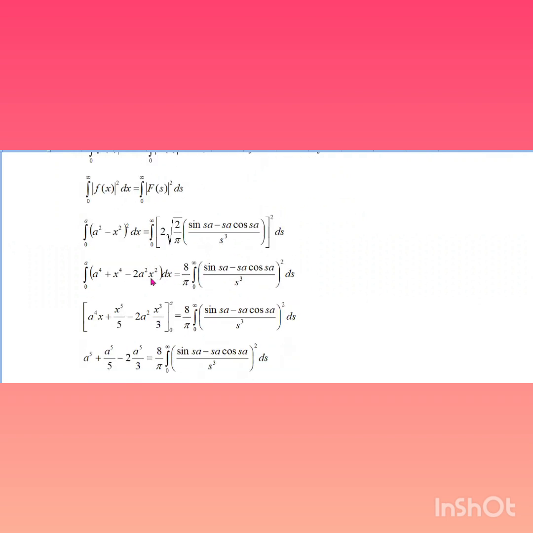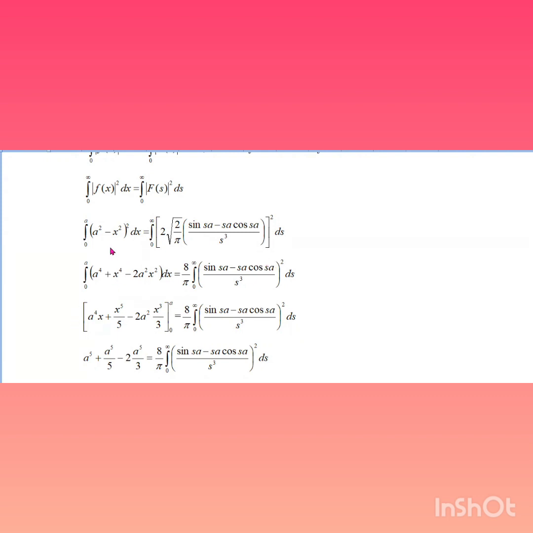Therefore, f(x) is a² − x², that is given in the problem. Capital F(s), as we have just got, is 2 times the square root of 2/π times (sin sa − sa cos sa)/s³. So you have to substitute these values. The integral over the limit 0 to a of (a² − x²)² dx is equal to the integral over the limit 0 to infinity of (2√(2/π) (sin sa − sa cos sa)/s³)² ds.